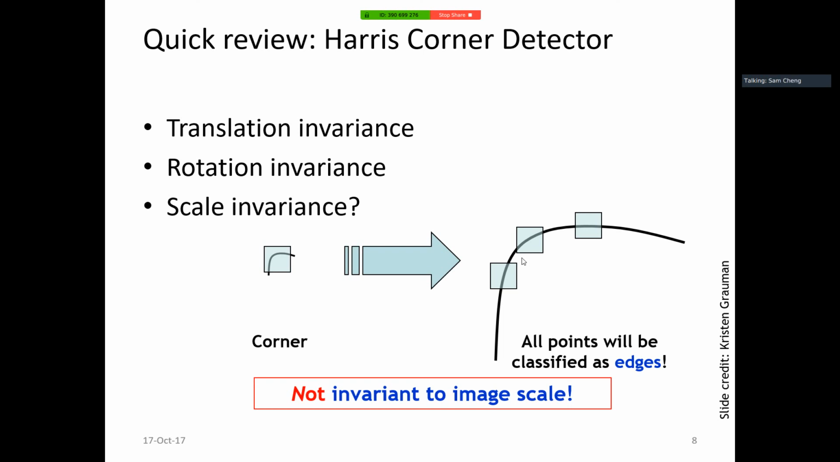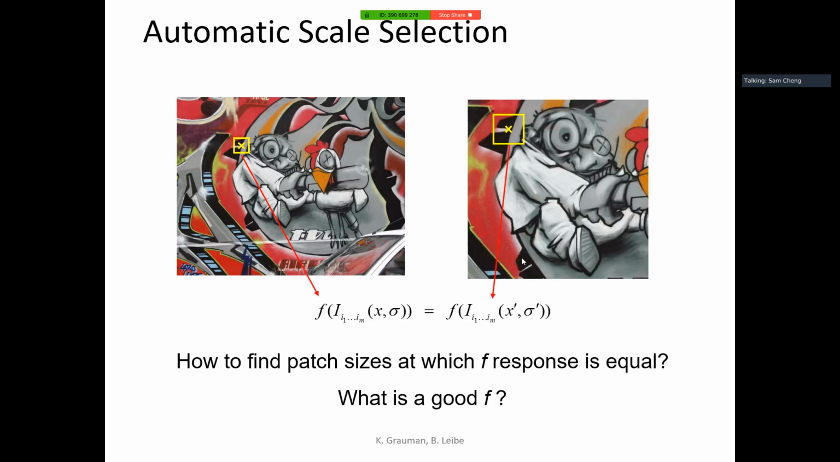Any guess? Yeah, we can scale them. We can scale, basically like a brute force way. Try different scales, basically. That's the idea. So we still identify some corner-ness score, like a feature score.